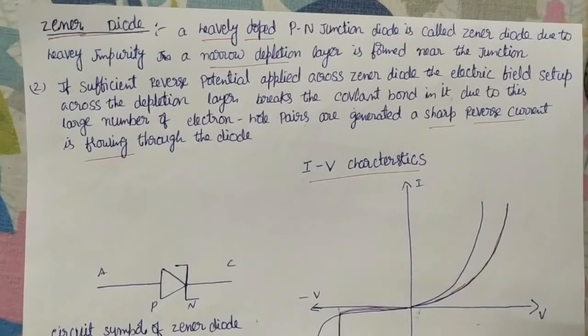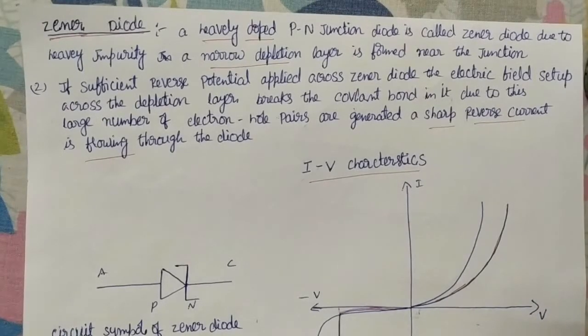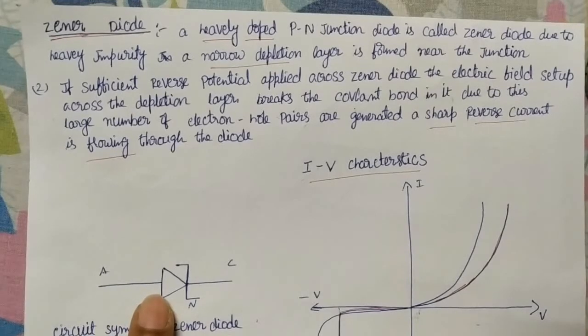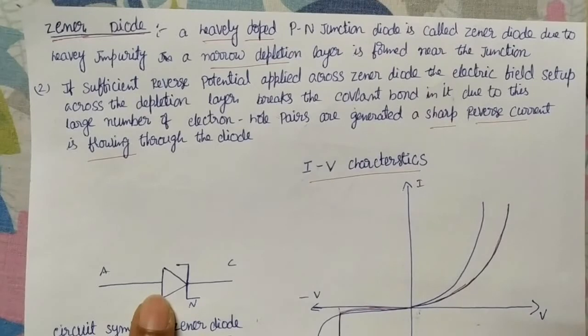Particularly in reverse bias condition, the charges are accumulated on either side of the junction. Due to that, the covalent bonds of the depletion layer break, and a sharp current suddenly flows. This is the property of the GNR diode.